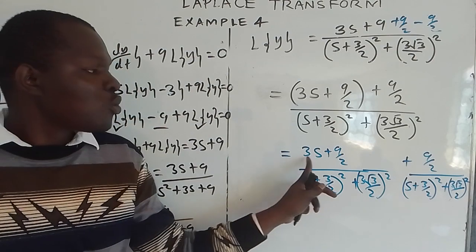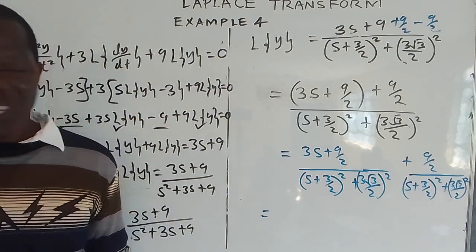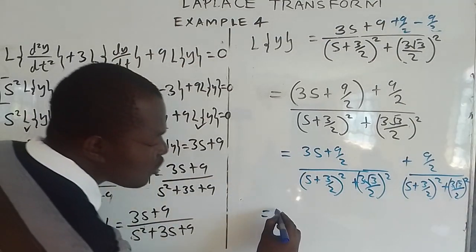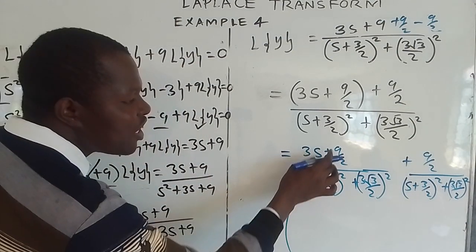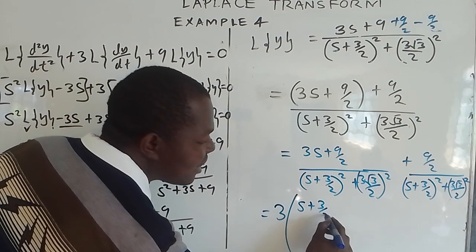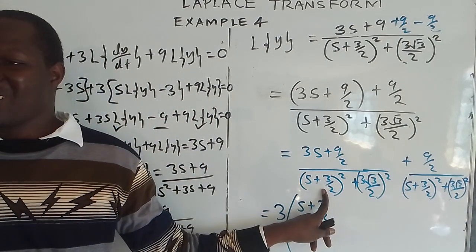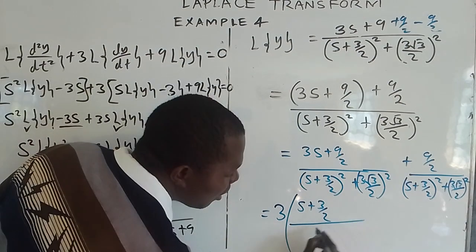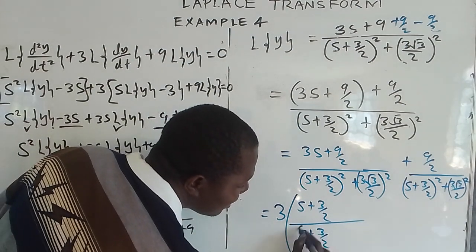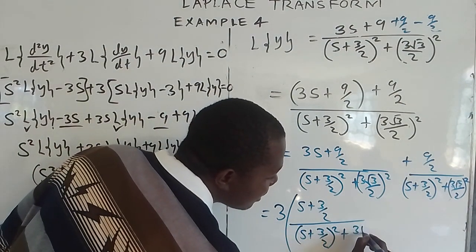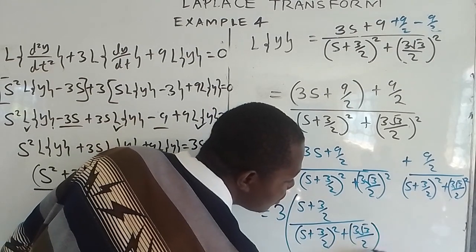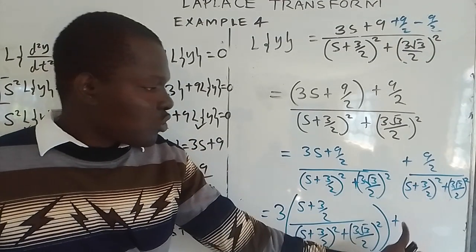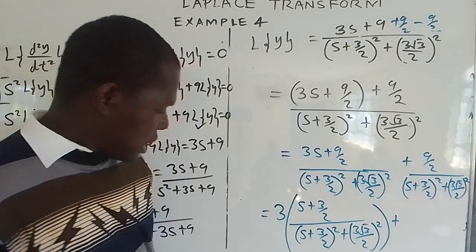So what is the next part? The next part is now to remove the constant outside, isn't it? See, the constant in the numerator here is 3. We now factorize outside. So if we remove 3 outside, what do we remain with in the numerator? s plus 3 over 2, which is what is here. Are you seeing? s plus 3 over 2 over s plus 3 over 2 squared plus 3 root 3 over 2 squared. Then it is plus what? Remove that constant, 9 over 2. So you remove it here. Are you getting this?